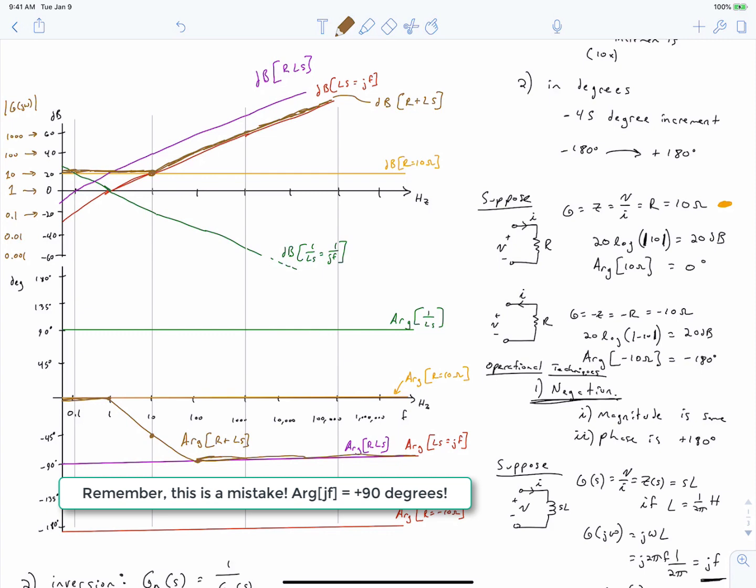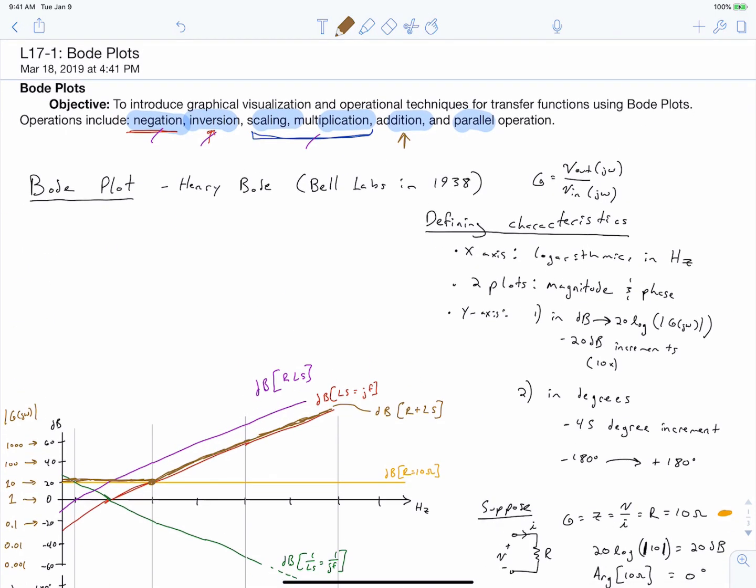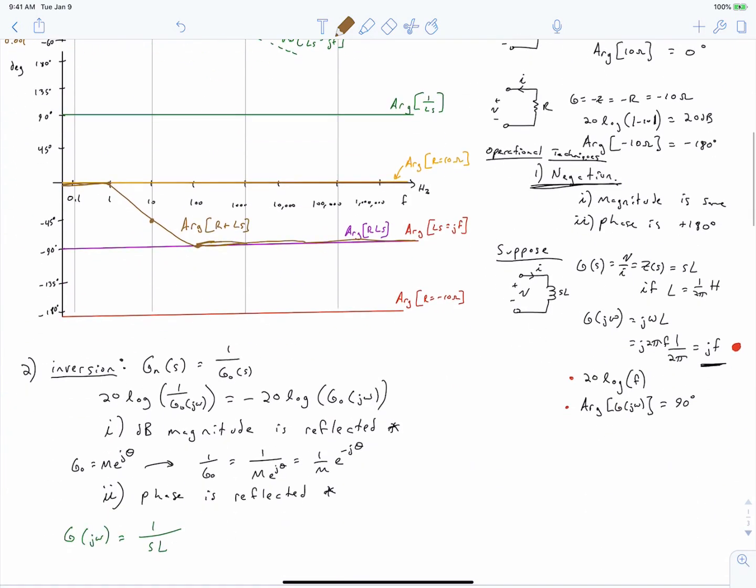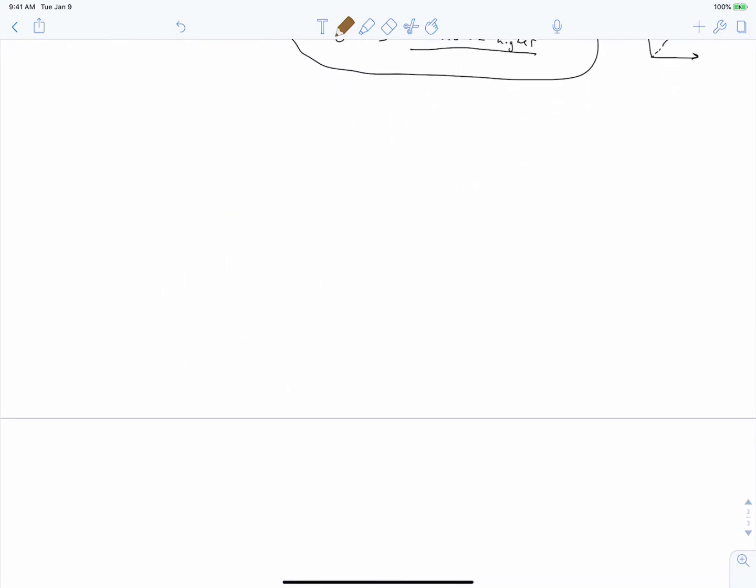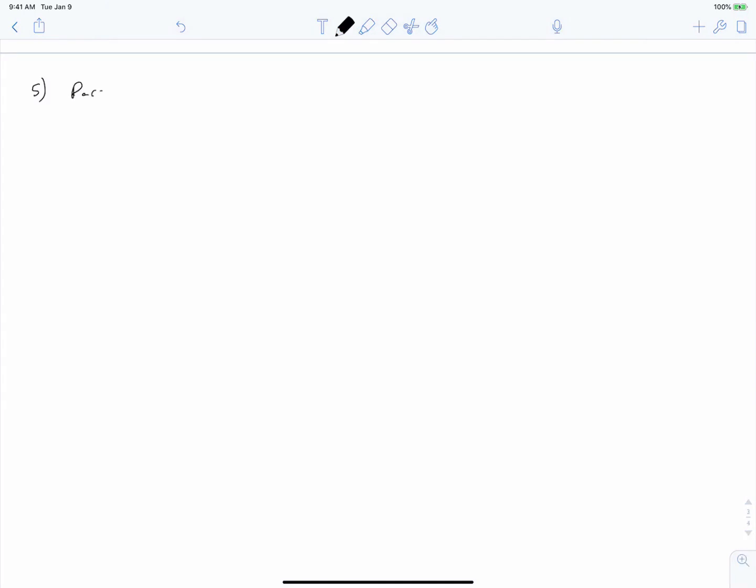The final operation that we're going to consider is parallel operation. So we've talked about negation, inversion, scaling, multiplication, addition, and now parallel operation. And parallel operation is again going to be an approximation. So if we parallel two transfer functions, we might be, for example, talking about placing a resistor in parallel with an inductor and talking about our voltage-current relationship again.